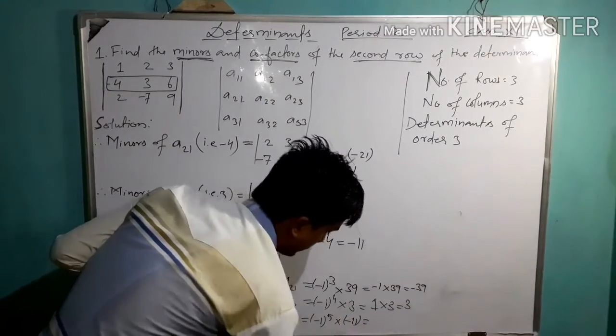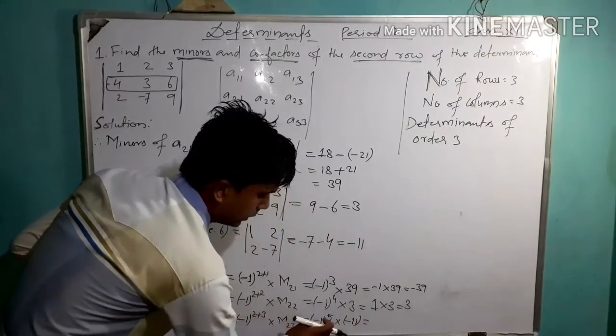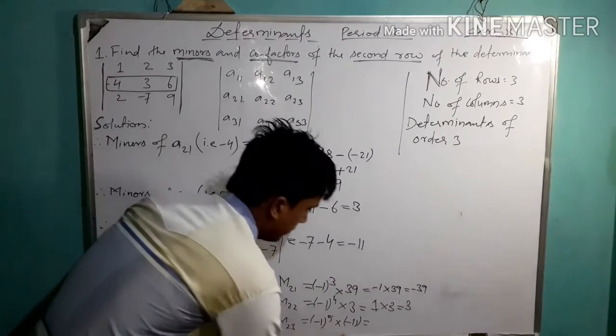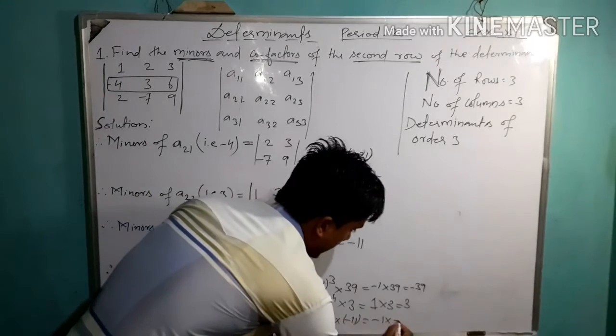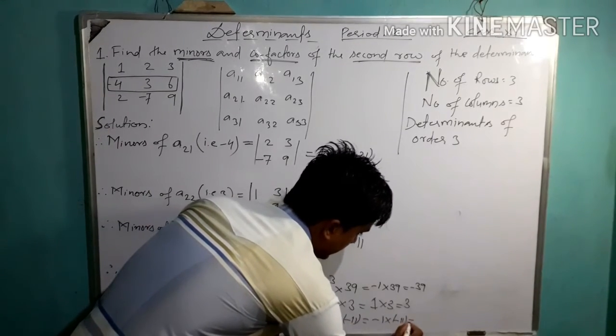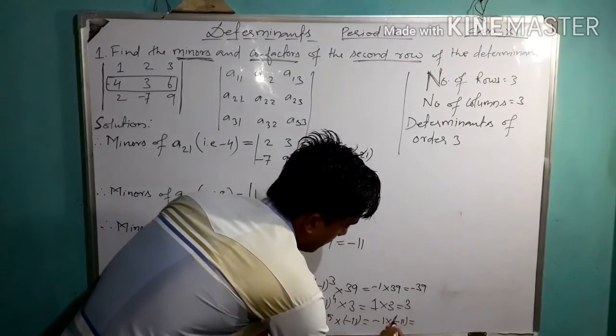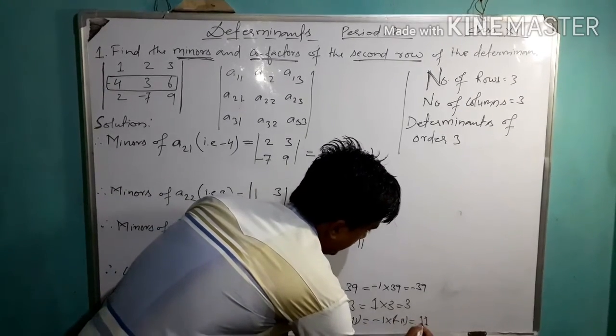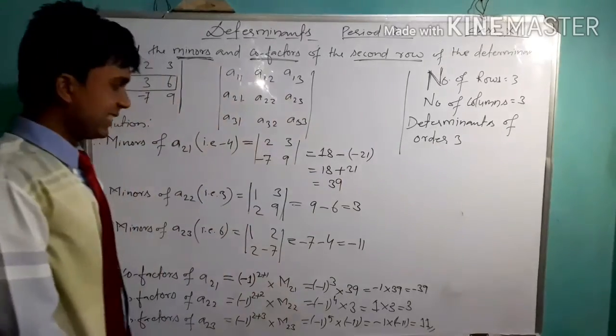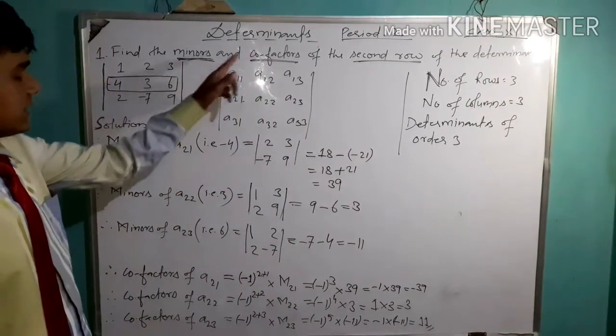Then here you have minus 1 raised to power 5, so it will become minus 1 into minus 11. I write minus 11 as it is, right? Now minus into minus will become plus. 11 ones are 11, so it will be 11. So this is the way we can find minors and cofactors.